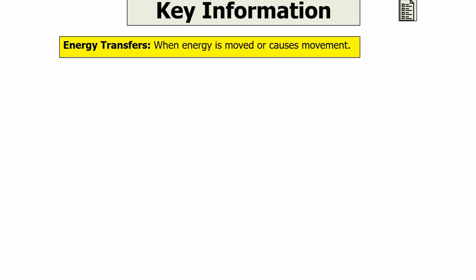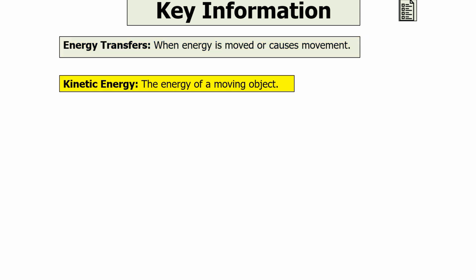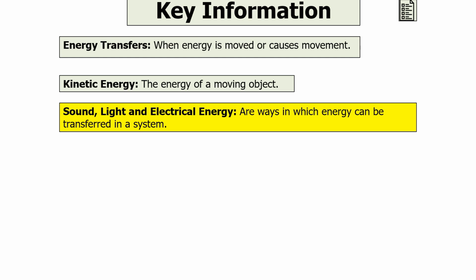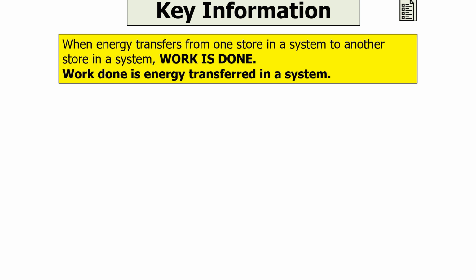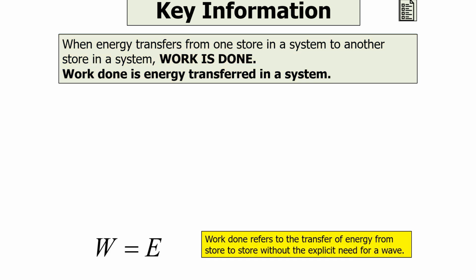We also have energy transfers, when energy is moved or causes movement. So kinetic energy, the energy of a moving object. Sound, light and electrical energy are ways in which energy can be transferred in a system. Now when energy is transferred from one store in a system to another store in a system, work is done. Work done is energy transferred in a system. So work done refers to the transfer of energy to a store without the explicit need for a wave.